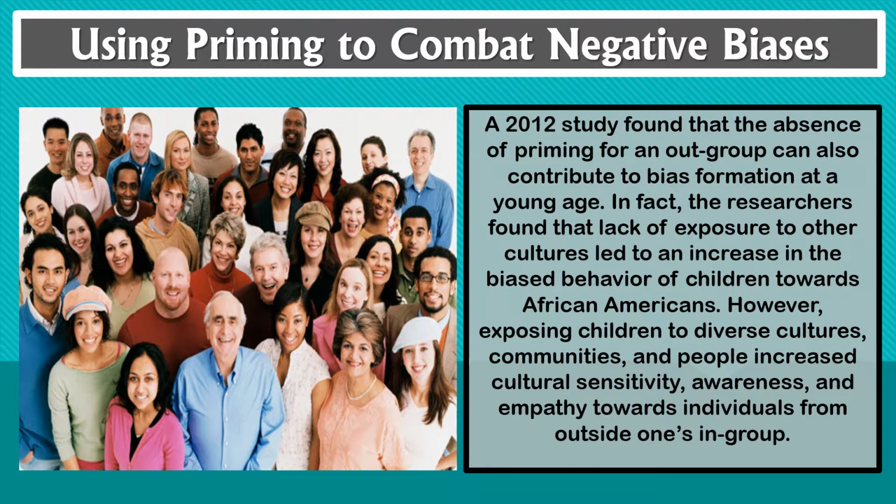How about this? Research indicates that a lack of priming, for an outgroup specifically, can also potentially contribute to bias formation, particularly at a young age. A 2012 research study and literature review found a recurrent theme of bias in children's behavior against African Americans through several behavioral reporting measures and test questions, overwhelmingly correlated to lack of exposure to other cultures. However, priming with exposure to a diverse array of influences can potentially change or prevent these biases. Children exposed to multicultural influences through friends or literature display increased cultural sensitivity, awareness, and empathy towards others from groups they are otherwise unfamiliar with.